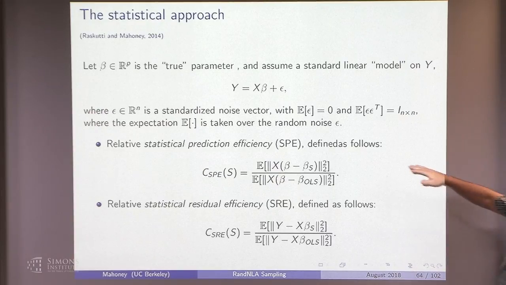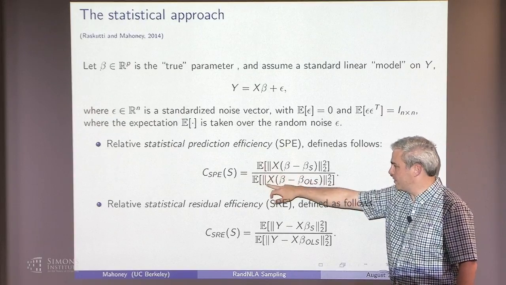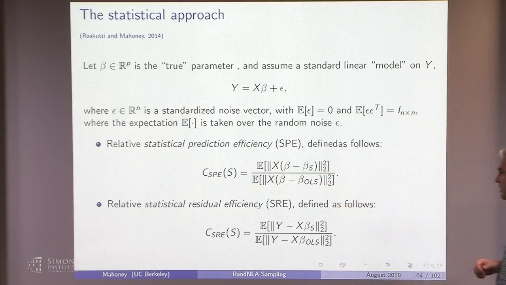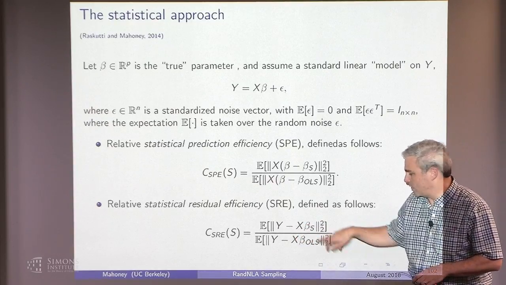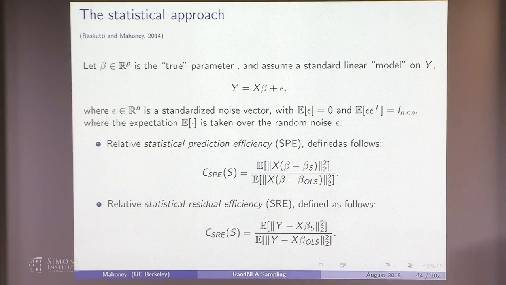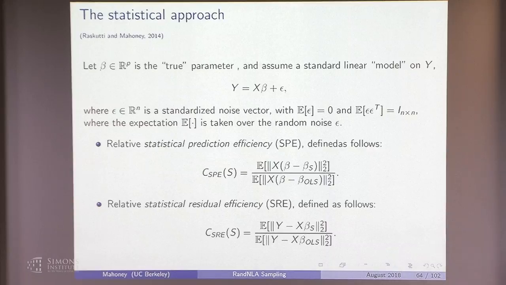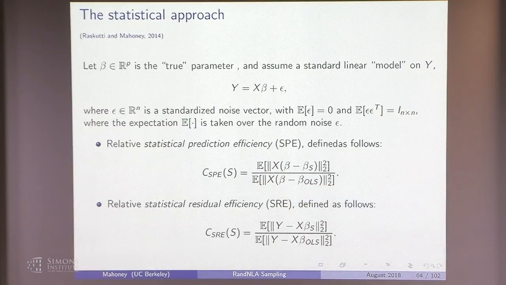In particular, let's say for a prediction problem, I look at the difference between the beta vectors filtered through x, maybe in expectation, for the sampled version minus the OLS version. And you can also ask about a different estimator, residual efficiency. So take my solution, plug it back in, and look at y minus x beta from the sketch, or y minus x beta from the OLS. These are very statistical objectives in terms of efficiency. There's an expectation here. How does that expectation relate to what we've been talking about?